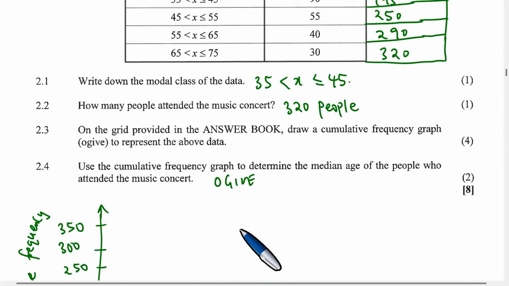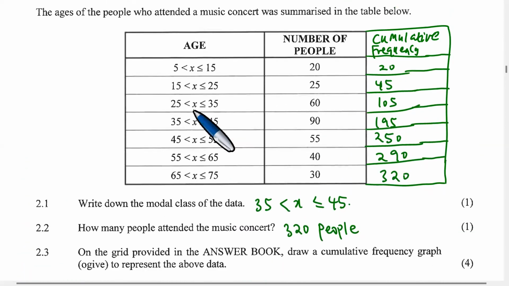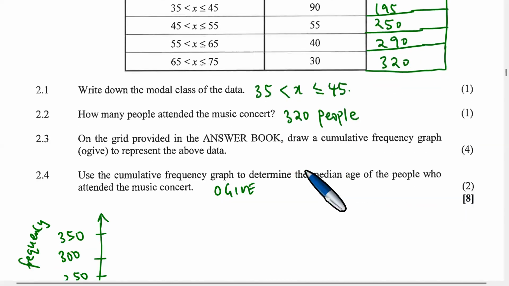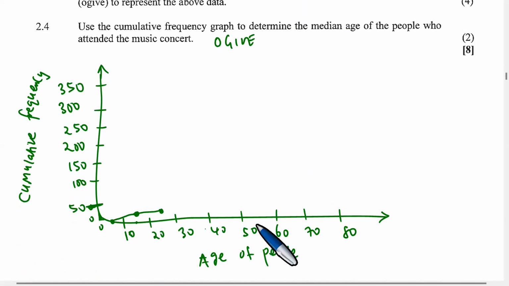Okay, that is 25. After 25, you have 35. That goes with 105. 35 is somewhere here, it goes with 105, and 105 is slightly above 100. Just like so.